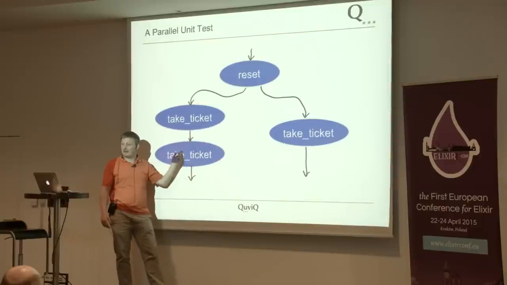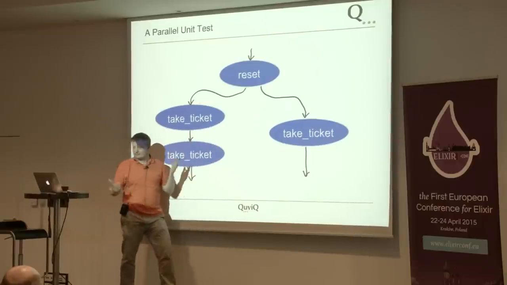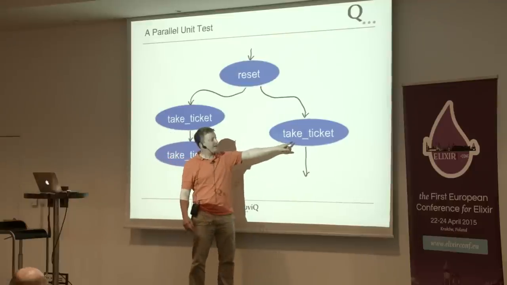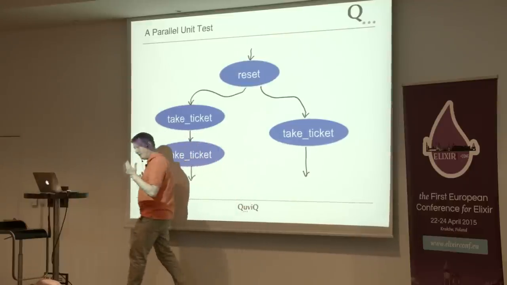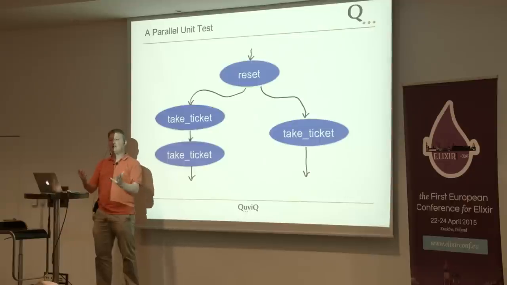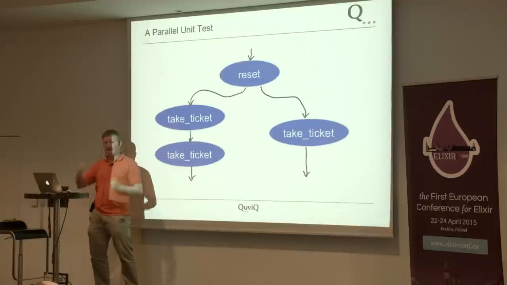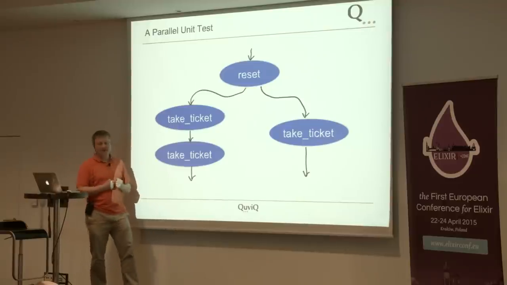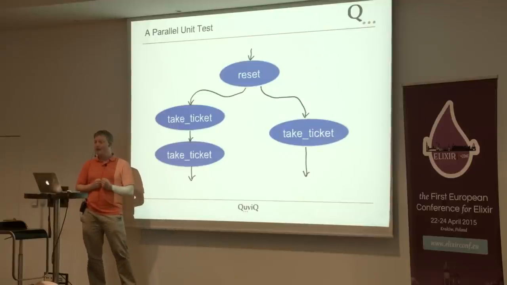You know there are people that do that? Take two tickets instead of one. That's amazing. This one is just taking one ticket. Yeah? So you have a different situation. You have now made a fancy program which runs take ticket in parallel, and people can take tickets concurrently. How are you going to test this? Okay, let's write a unit test for this.